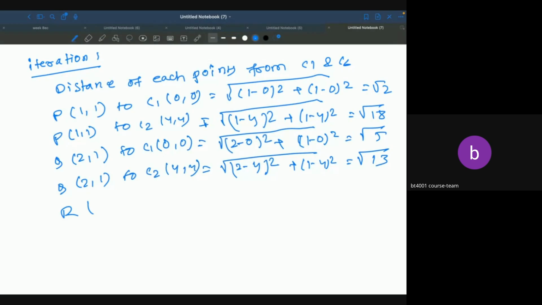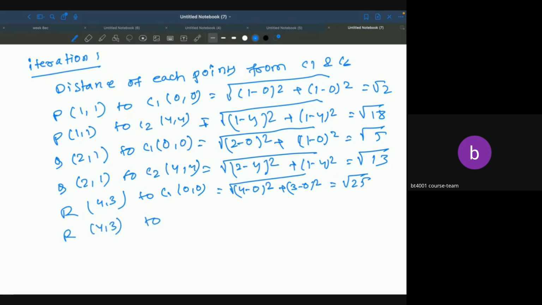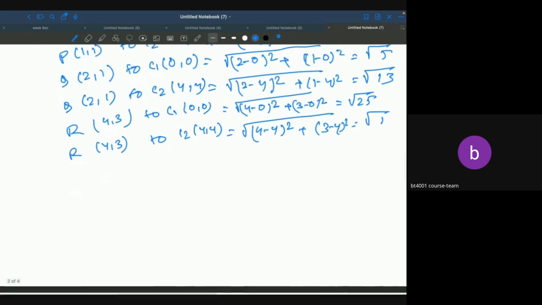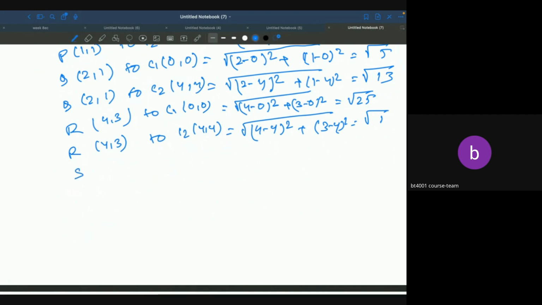Then R(4,3) to C1 (0,0). It will be (4 minus 0) squared plus (3 minus 0) squared, which is root 25. Then R(4,3) to C2 (4,4): (4 minus 4) squared plus (3 minus 4) squared, so it will be root 1. Then let's check S.